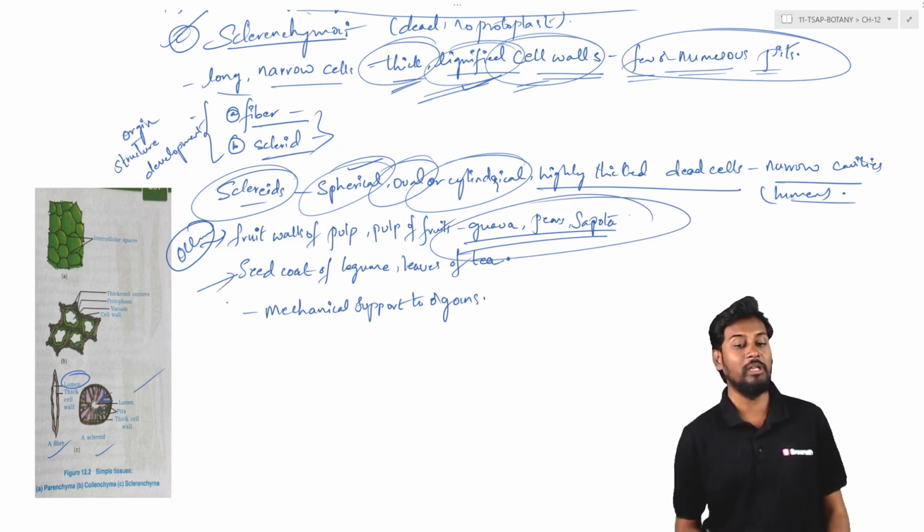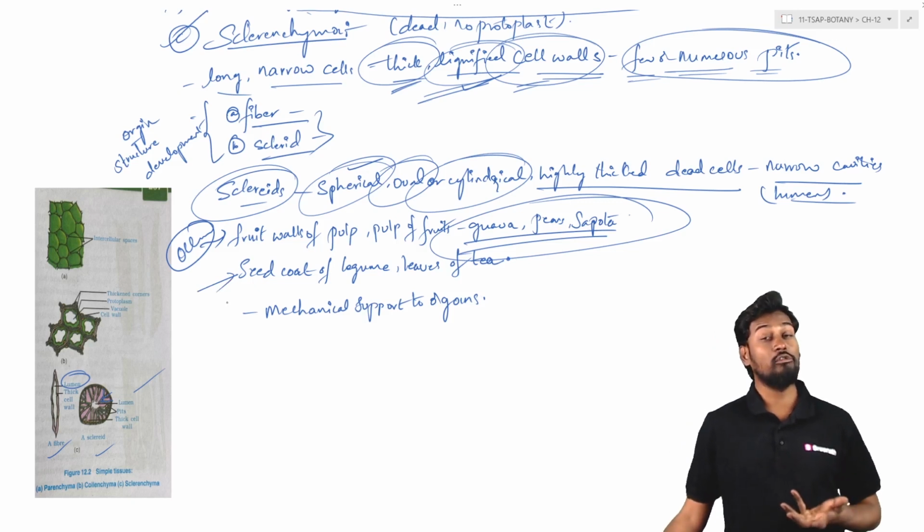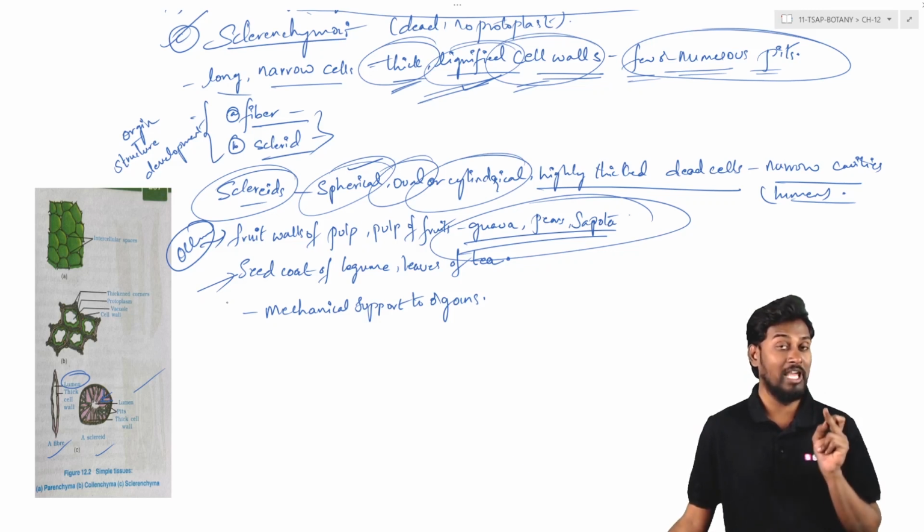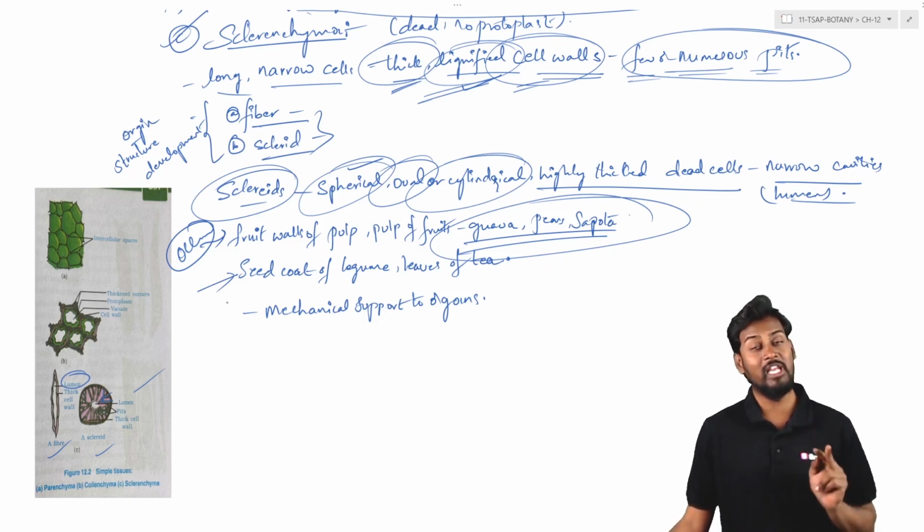And coming to the occurrence, they are generally present in tea leaves and also the seed coat of legume seeds, which generally show this kind of sclerenchymal cells. The sclerenchymal cells are of two types. First is the fiber, second one is the sclereids. Sclereids are majorly important because they appear in a diverse variety: they can be spherical, oval or cylindrical, and they show variation in cell wall deposition, and they also have an internal narrow cavity called the lumen.